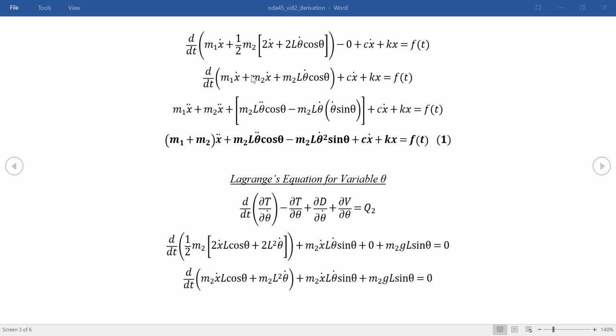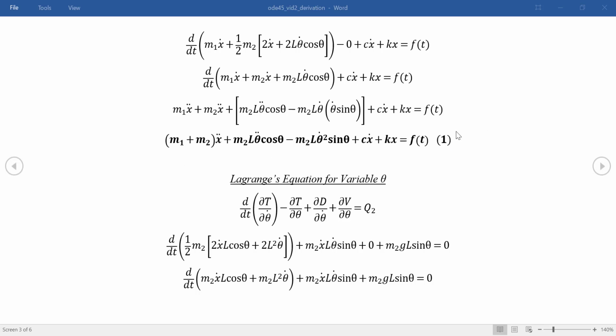I simplify this by factoring out this 2 to get rid of the 1/2. I then take the time derivative. For the first two terms, this is very easy. X dot just becomes x double dot. For this last term here, both this theta dot term and this cosine theta term are functions of time. And so I'm going to have a product rule. And then with this product rule, the second term will have a chain rule, right? Lots and lots of fun. After doing all of that, I get my final simplified expression for the first equation, and here it is.